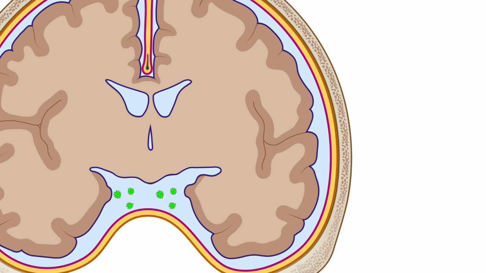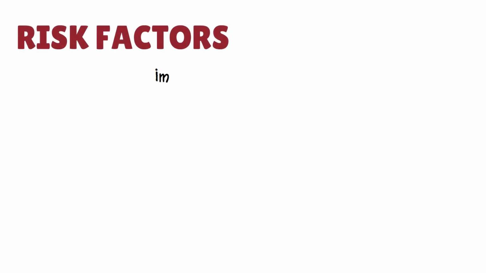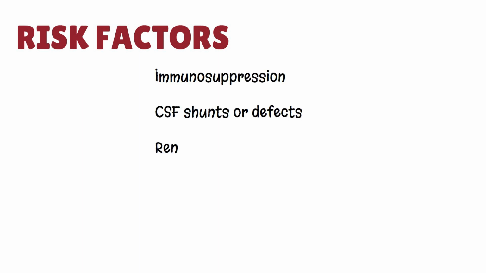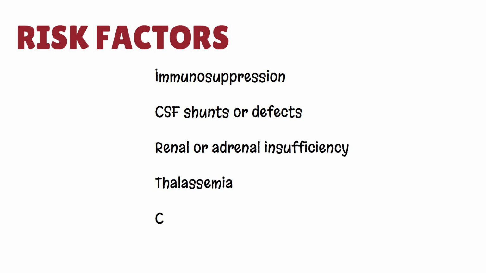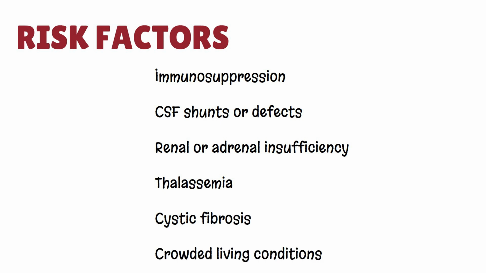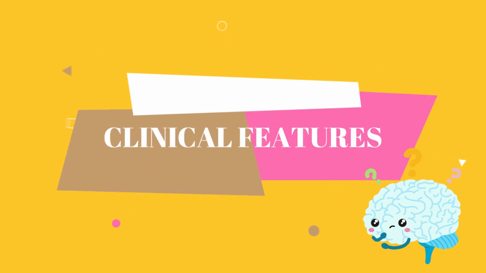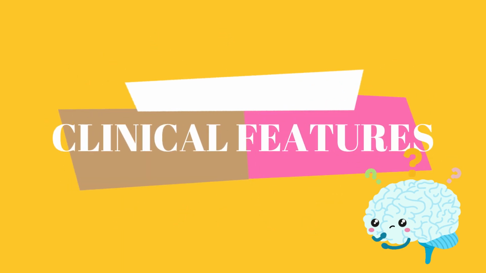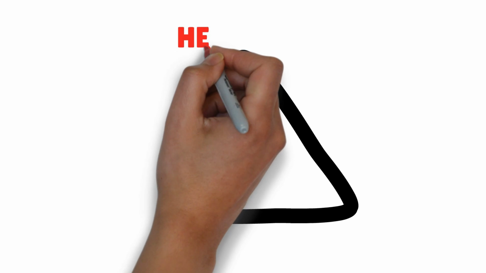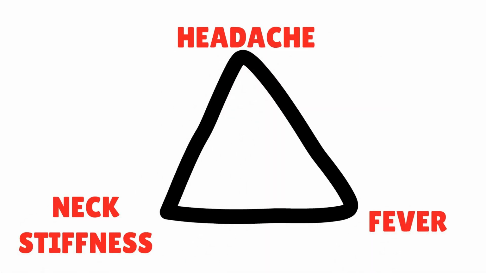So, what are the risk factors for acquiring meningitis? Immunosuppression, CSF shunts or defects, renal or adrenal insufficiency, thalassemia, cystic fibrosis, and crowded living conditions. Now let's talk about the clinical features of meningitis. The most important triad is headache, neck stiffness, and fever. And anyone with high fever may be delirious. In addition to that, these patients can also have photophobia, vomiting, and severe headache.